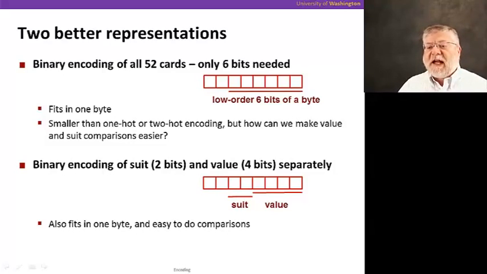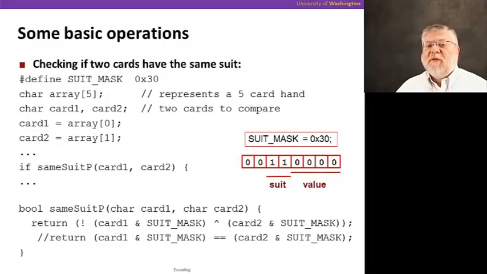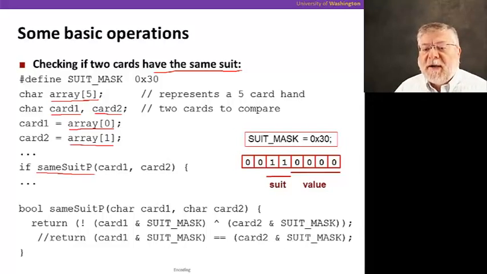Okay, so let's take a look at how we would implement these operations if we were doing it in C. So if we wanted to check if 2 cards are of the same suit, what we would do is have 2 bytes representing each card. Maybe an array to represent a 5-card hand. We would take 2 cards out of the hand and ask if they're the same suit. And this function, same suit P, is implemented here below. It returns a Boolean value, just 0 or 1, and takes the 2 cards as arguments.